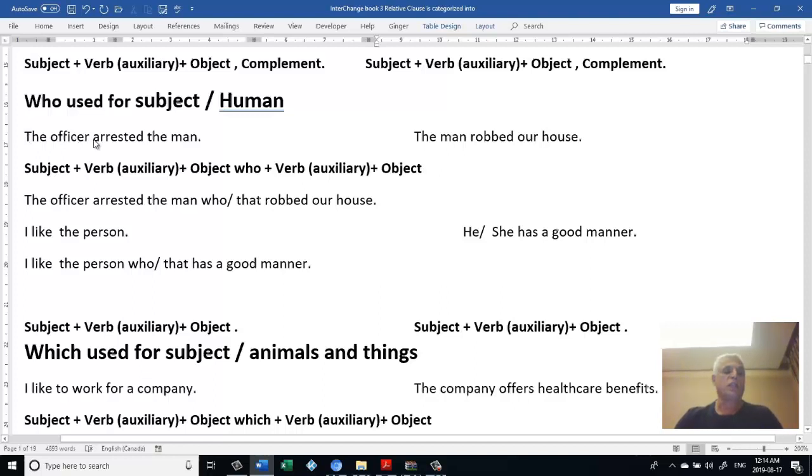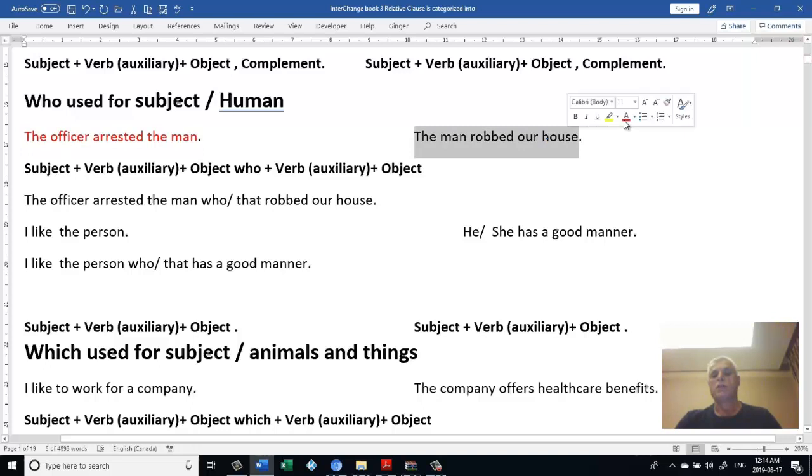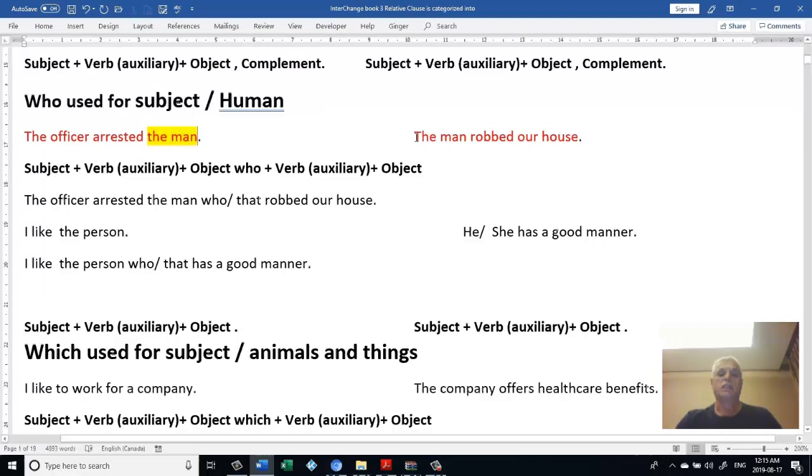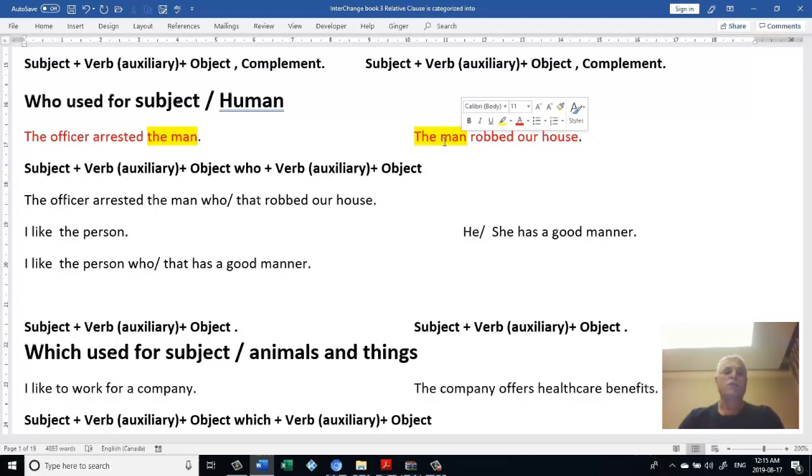Let's look at the subject. The sentences are: the officer arrested the man. The second sentence: the man robbed our house. If we look at the two sentences, the officer is the subject, arrested is the verb, and the man works as the object. In the second sentence, the man works as the subject, then robbed is the verb, and our house is the object.